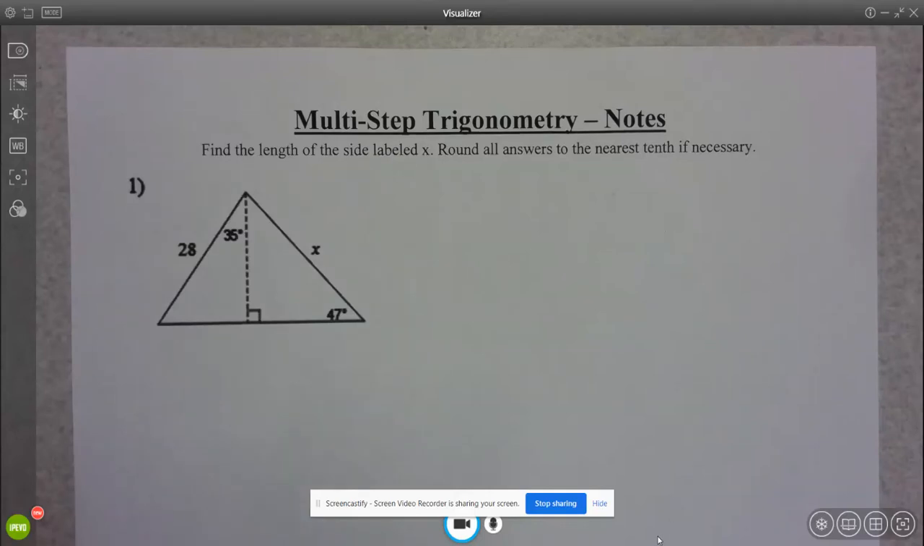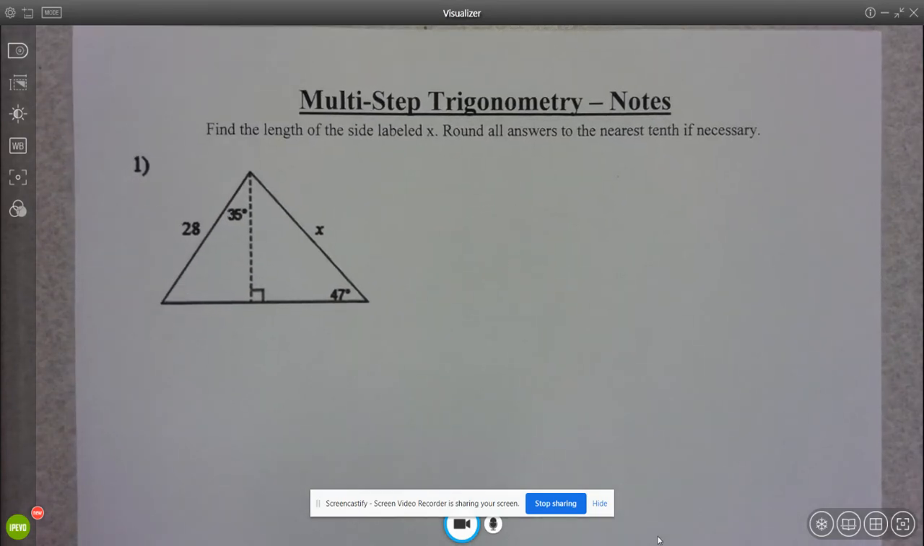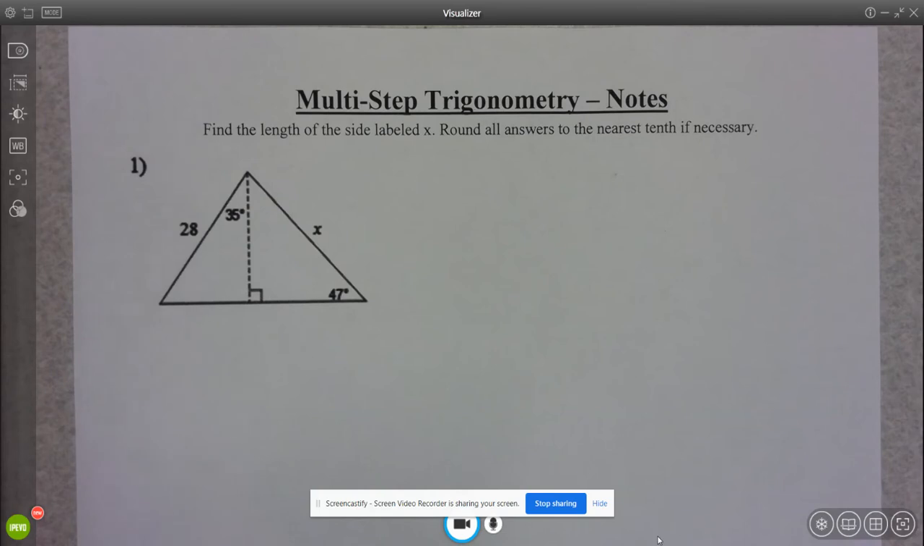All right, so friends, we are going to do some multi-step trig today. Make sure you have your calculator ready to go, whether you're using the Desmos Scientific app or a handheld TI-83 calculator or 84 or whatever you've got. Make sure you have that ready to go and make sure it is in degree mode.